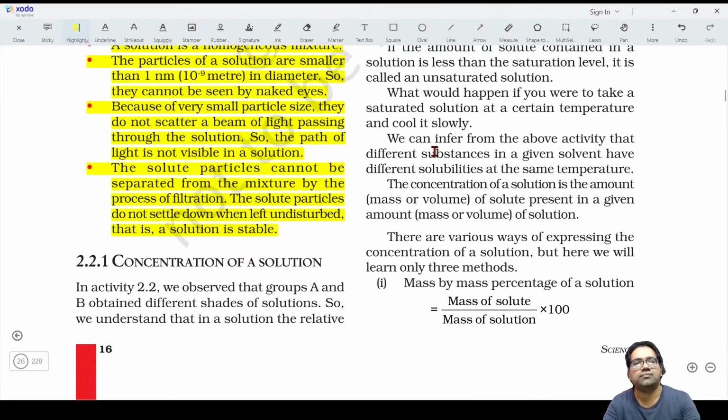Continue. We can infer from the above activity that different substances in a given solvent have different solubilities at the same temperature. The concentration of a solution is the amount of solute present in a given amount of solution.